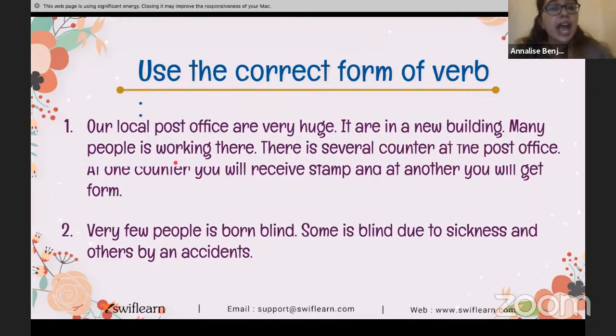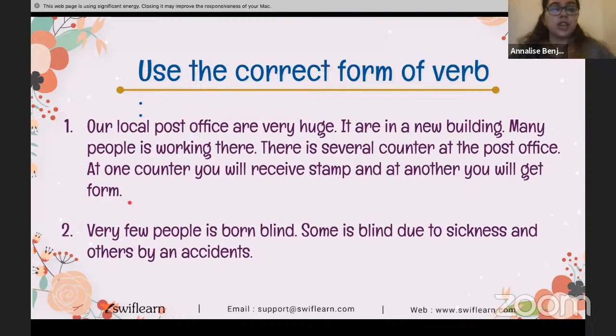Very nicely done. At one counter, you will receive stamp and at another, you will get form. Now, there's something wrong. What is wrong in this over here? At one counter, you will receive stamps, right? Stamps, plural. And at another, you will get, what will you get over here? Come on, quickly type. Let me see what's the answer. What will the answer be over here? I'm waiting for you all. Forms, absolutely. It is forms.